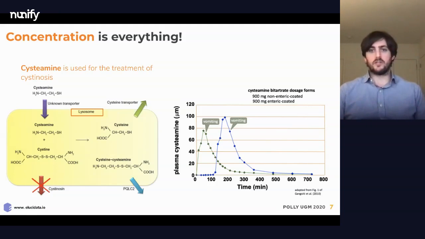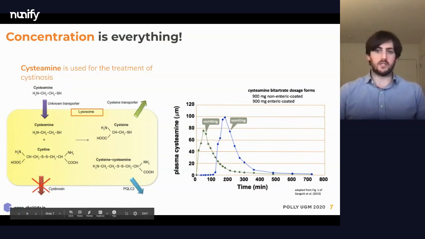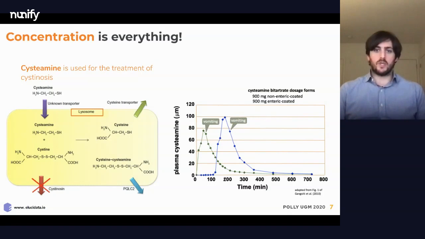So concentration really is everything. You'll notice that the problem with cysteamine is the relatively short half-life. You reach Cmax very early, and then it comes down. If you can imagine being a patient with this disease, you have to take this drug, this non-enteric coated form, 6 times a day or so. And it's not a great process.